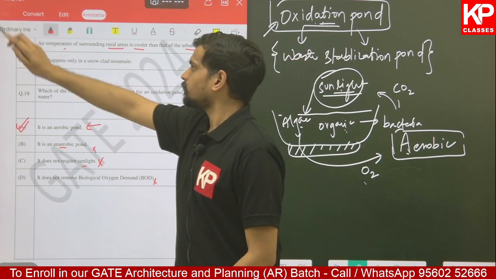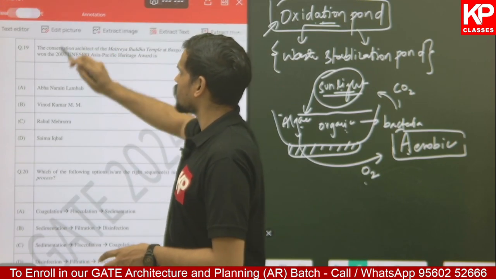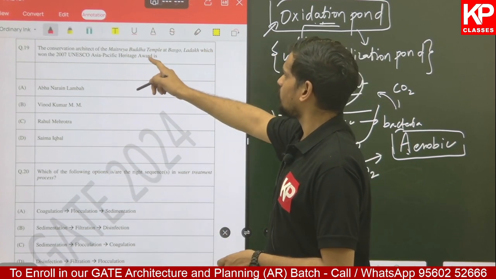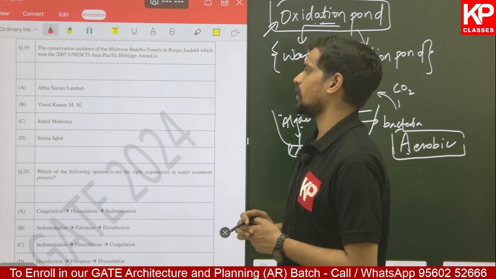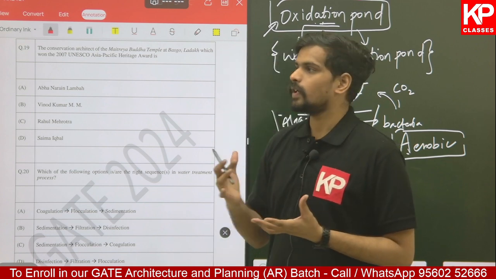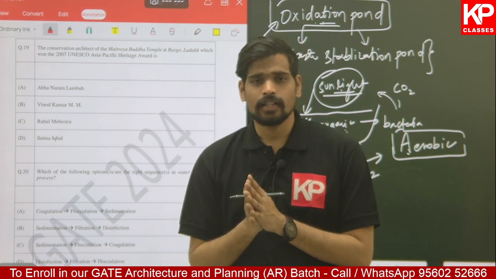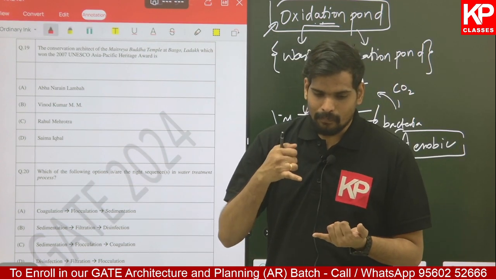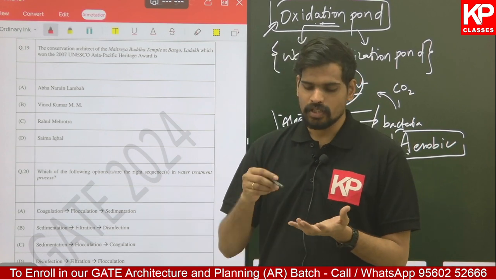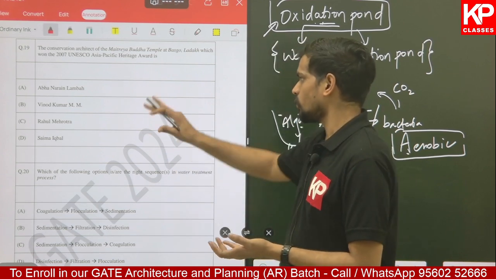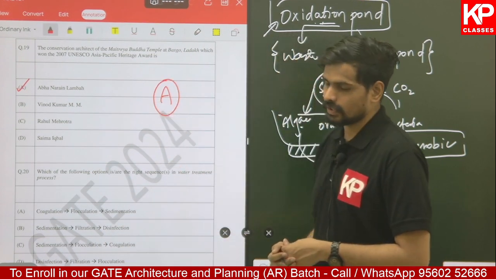Moving on to the next one. It's based on simple understanding of wastewater treatment systems. The next one is a direct question based on the conservation architect. The conservation architect of Maitreya Buddha Temple at Basgo in Ladakh, which won the 2007 UNESCO Asia Pacific Heritage Award, is a very famous conservation architect. He worked on this temple in Ladakh, where conservation was done on this 15th to 16th century set of temples, in which rammed earth or adobe bricks were used, and traditional craftsmanship and traditional materials of that particular region, where mud based construction and timber based construction was used. That was done by conservation architect Abha Narain Lambah. So option A would be the appropriate answer for this question.